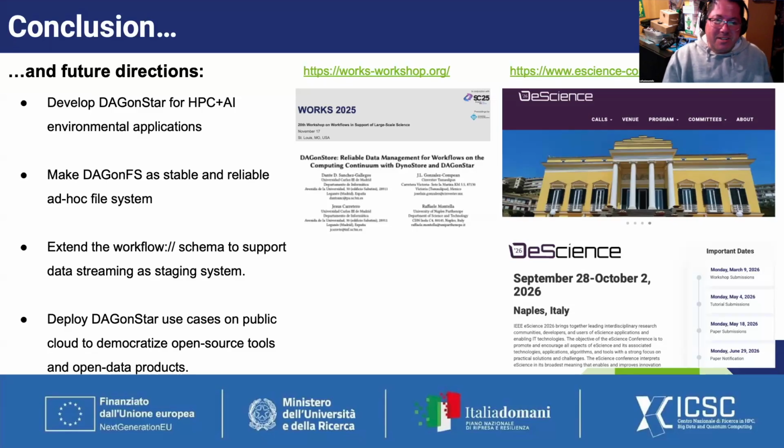First of all, the next DAGON show will be at WORKS 2025 at SC25 on November 17th. The paper is about DAGonStar. The speaker should be Dante, who should be connected, from the University Carlos III of Madrid.